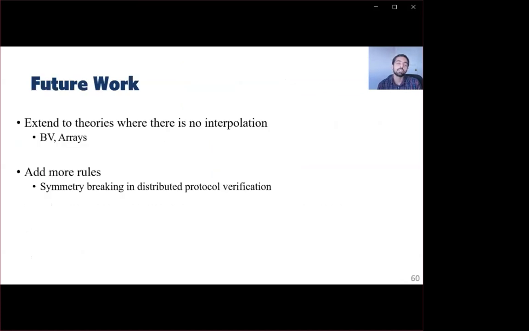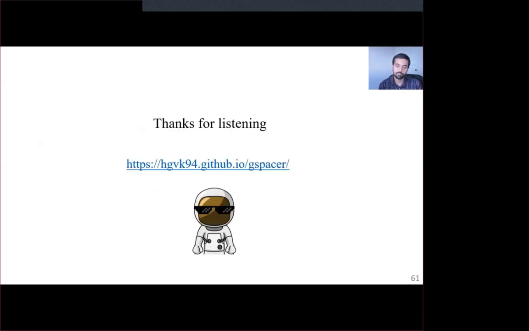As future work, we would like to extend global guidance to other theories, especially theories where there is no interpolation, like bit vectors or arrays. We would also like to add more rules. Specifically, we believe that global guidance can help symmetry breaking while verifying distributed protocols.